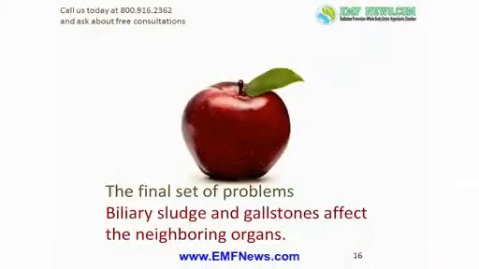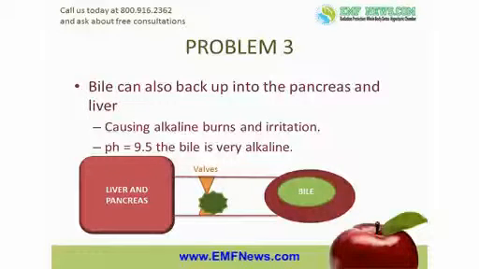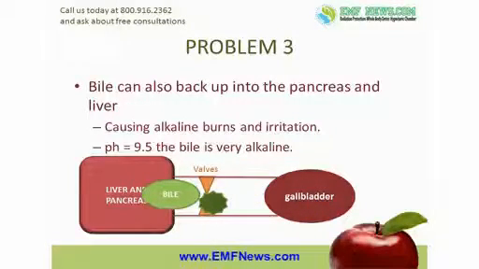The final set of problems we will discuss is how biliary sludge and gallstones can affect the neighboring organs. In addition to bile acids backing up into the bloodstream, bile can also back up into the pancreas and liver, where it can cause alkaline burns. This is because the liver, pancreas, and gallbladder all share the same basic plumbing, the common bile duct. There are valves that keep the bile from backing up into the liver and pancreas.